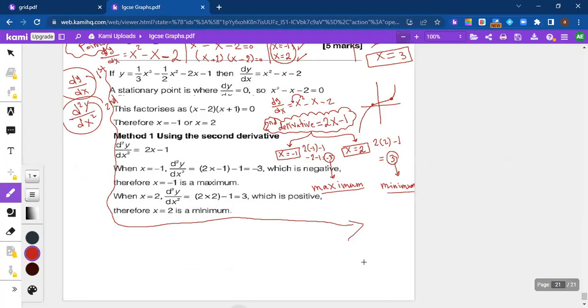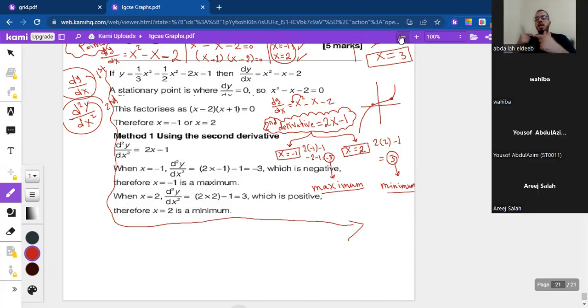Now it's time for practice. I will give you a worksheet and we will solve a lot of questions until you understand. So don't worry.